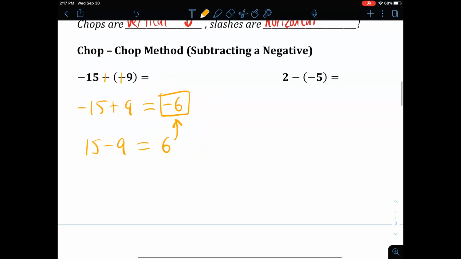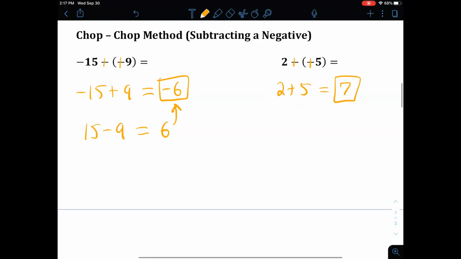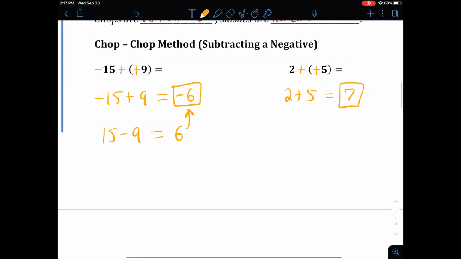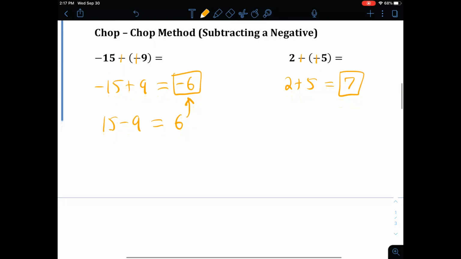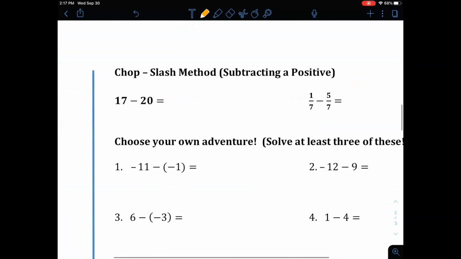Okay? So another chop method. We have 2 minus negative 5. Minus a negative is the same thing as plus a positive. Chop. We have 2 plus 5 instead of 2 minus negative 5. That one's the easy one. What's 2 plus 5 going to be? That's just going to be 7. Okay, so when you minus a negative, chop, or change the sign, add a line, and make it a plus a positive. Now let's talk about the chop slash method.